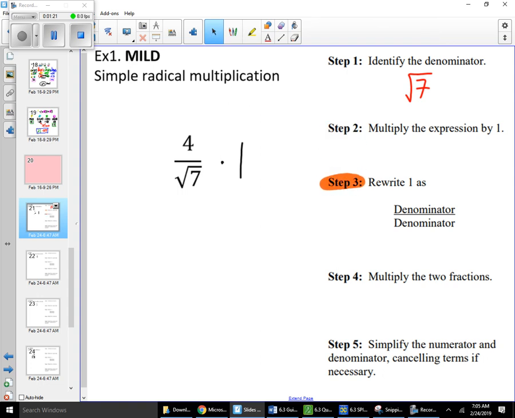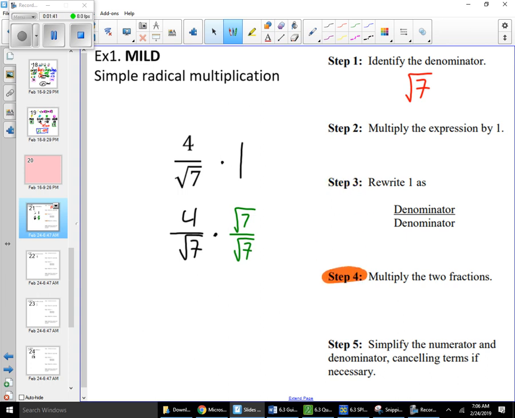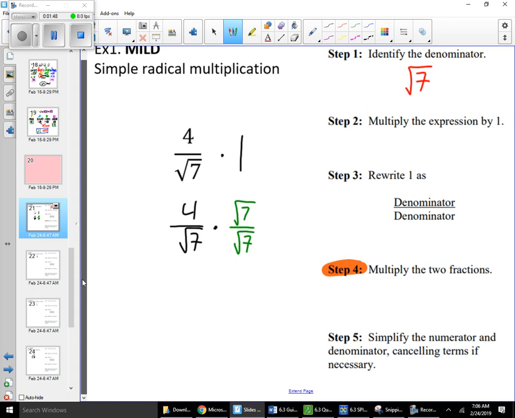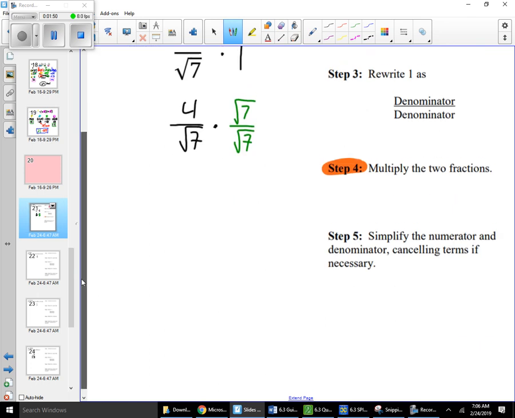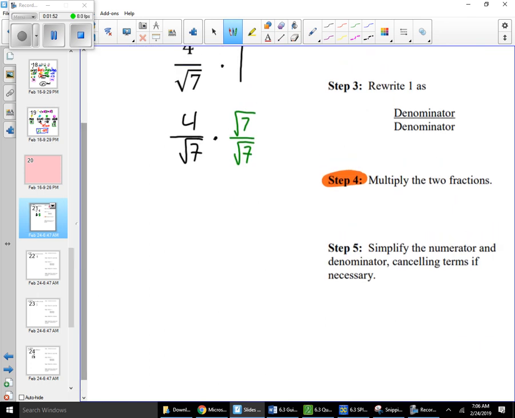The third step is to rewrite that 1 as the denominator over itself. So if you'd like to do this by rewriting, feel free. But we're going to rewrite that 1 as the denominator over itself. Where the real work comes in is this multiplication piece. We want to multiply those two fractions together. So 4 times root 7 is 4 root 7.